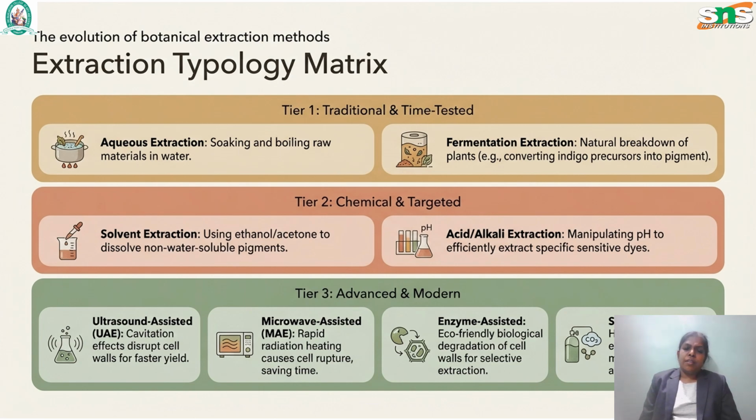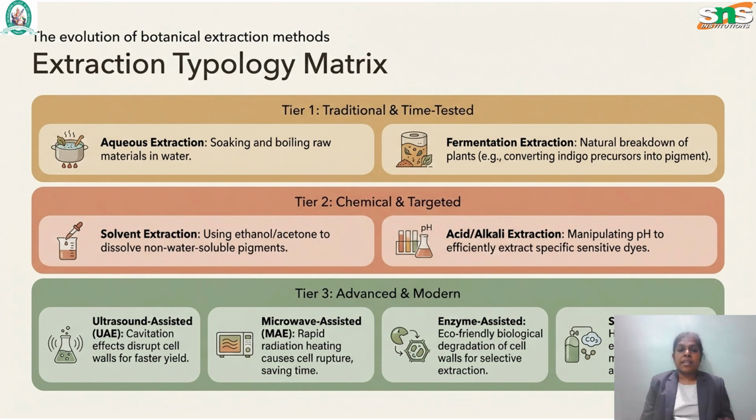During aqueous extraction, soaking and boiling the raw materials in water is commonly followed. But in fermentation extraction, the natural breakdown of plants takes place, and the cell wall is ruptured so that the pigment is given out. In solvent extraction, we can make use of acetone or ethanol to dissolve the non-water-soluble pigments. Acid or alkali extraction is also used in place of solvents and water.